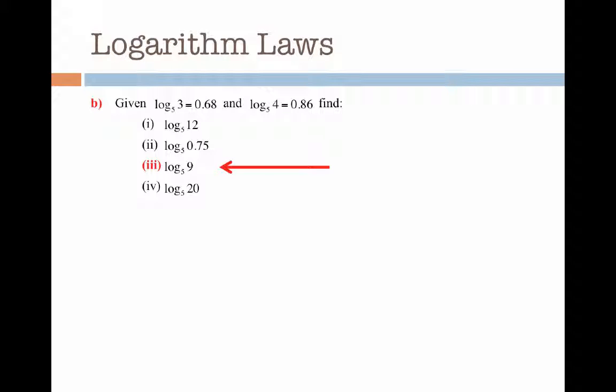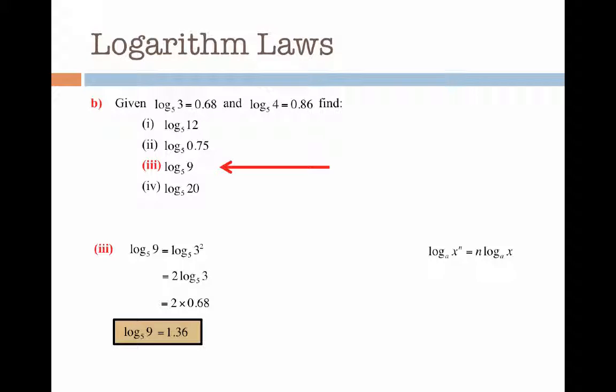Let's take a look at part 3. Log base 5 of 9. Now, in order to evaluate this, I have to see, how does the 3 and the 4 relate to this 9? Well, I know that 3 squared is 9, so I'm probably going to have to use the power rule for logs. That is that I can write log base 5 of 9 as log base 5 of 3 squared. This rule says that I can take that power, that 2, and bring it down into the front. So this is going to equal 2 lots of log base 5 of 3, which is 2 lots of 0.68, giving us log base 5 of 9 equaling 1.36.